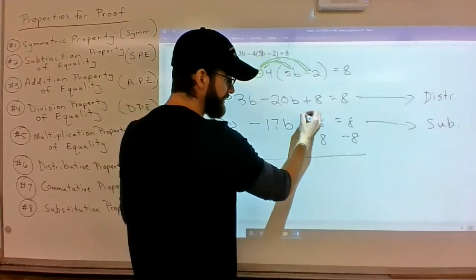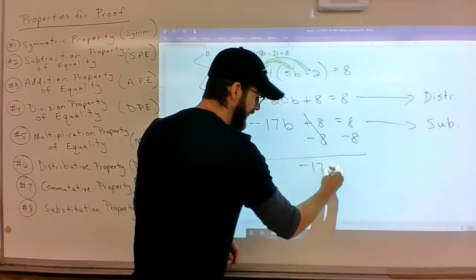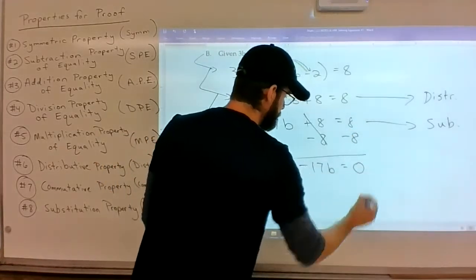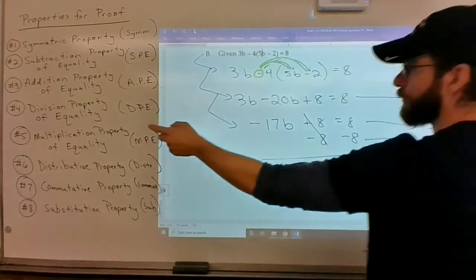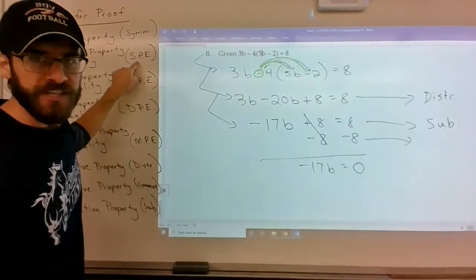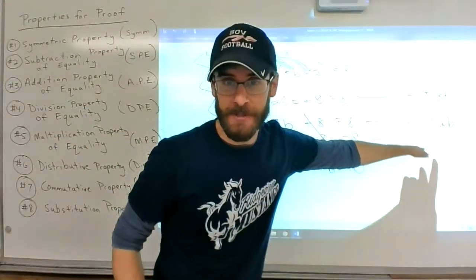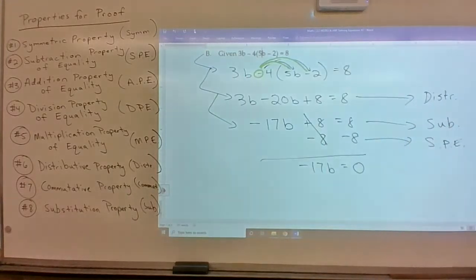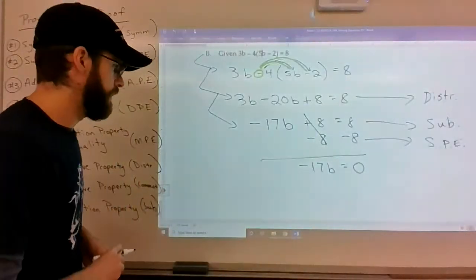All right, 8 minus 8 is 0 now. It's negative 17b on the left. And 8 minus 8, that's 0. All right, so this was the subtraction property of equality. Make sure you use SPE and not sub for subtraction. I got sub for substitution already. All right, we're almost there.